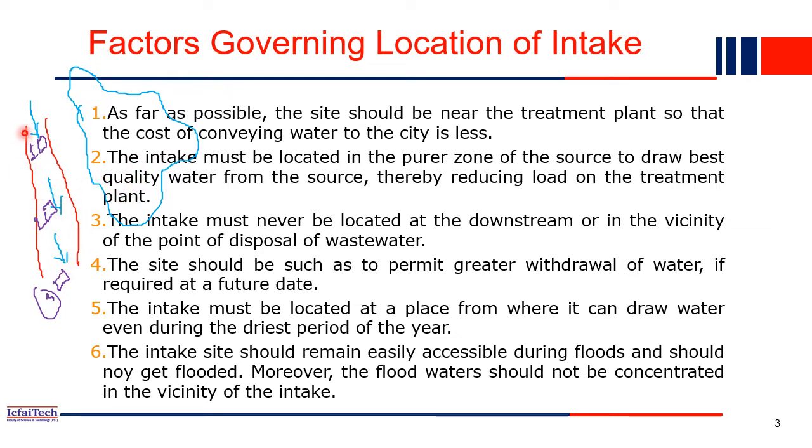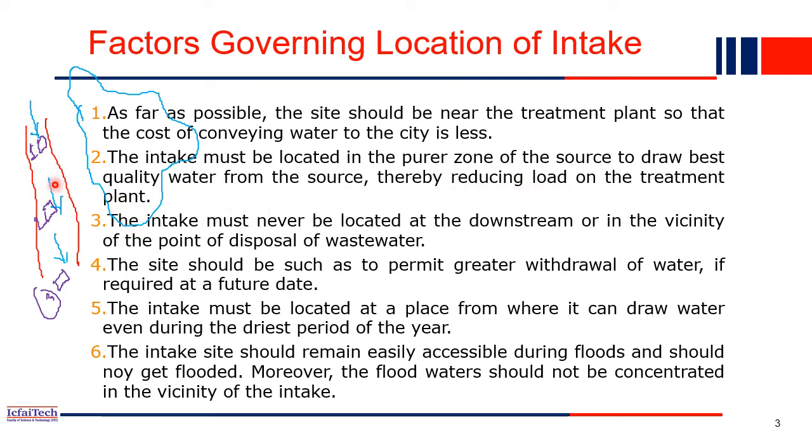So that's why the water intake should be at the 1, not at the 3, because at the 3 it has already passed through the city, and so much of the water is polluted. So here at the first location 1, you will get comparatively cleaner water. So the intake must also be located in a purer zone of the source, to draw the best quality of water from the source, thereby reducing the load on the water treatment plant, right?